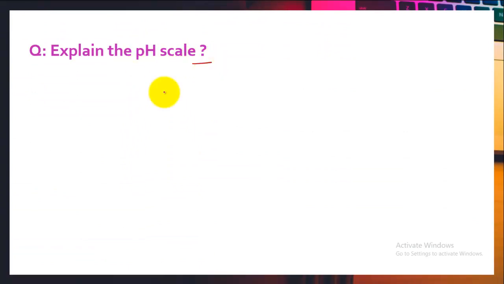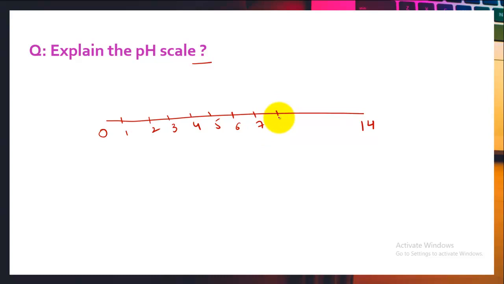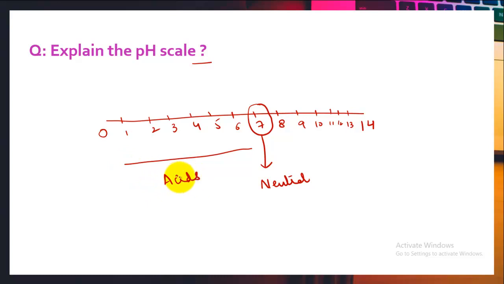Explain the pH scale. Now, we know that the pH scale is a scale having values ranging from 0 to 14. It has the values like this, ranging from 0 to 14. So this is 8, 9, 10, 11, 12, and this is 13. Right. So now this 7 is regarded as the neutral point. So the pH values that are less than 7 belong to acids, and the pH values more than 7 belong to bases, right? So these are acids and these are bases, and 7 is a neutral substance.